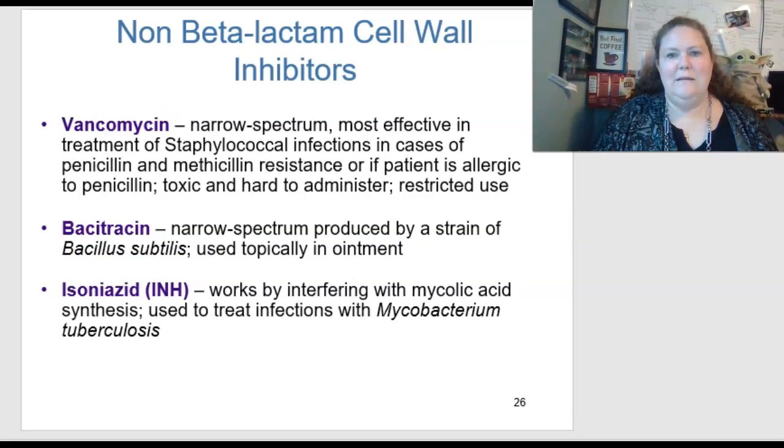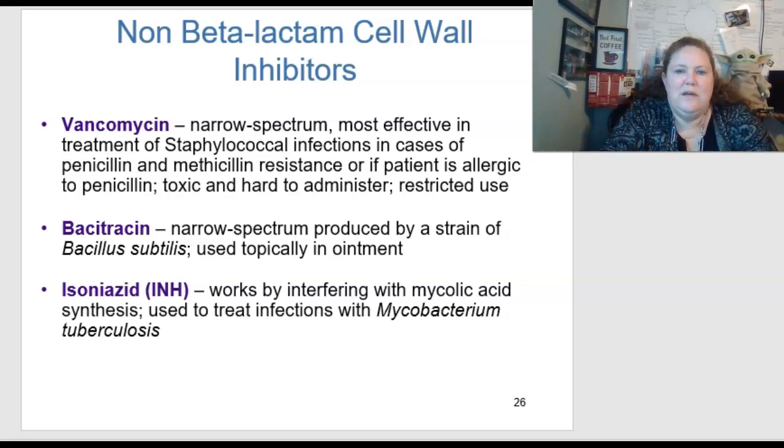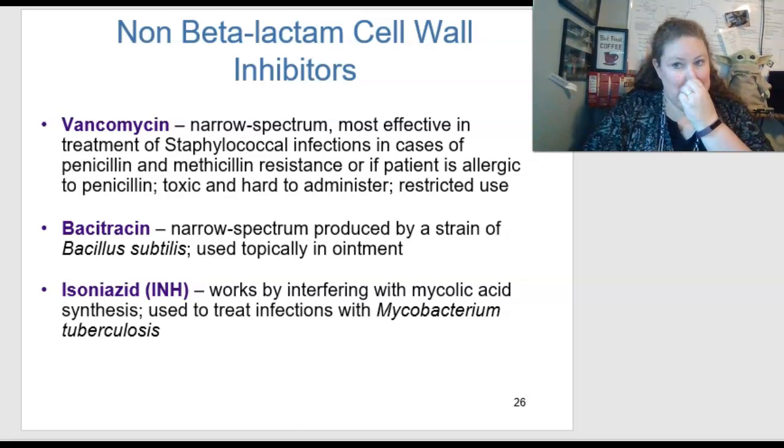We also have non-beta-lactam cell wall inhibitors. This would be like your vancomycin, your bacitracin, and your isoniazid. Okay, so Vanco is a narrow spectrum. It's most effective in the treatment of staph infections and in cases of penicillin and methicillin resistance, or if a patient's allergic to penicillin. This is toxic and it is hard to administer, so we use vancomycin very restricted.